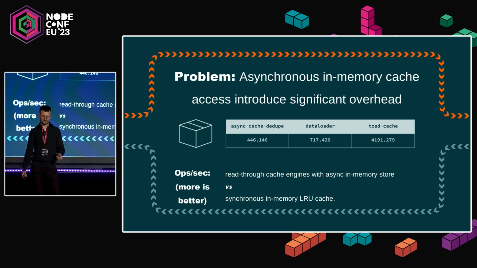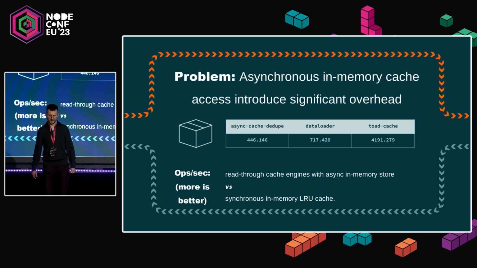And I have some numbers to show to you that illustrate the impact of having asynchronous APIs to your in-memory stores. So here you see a table with 3 different caching solutions. So 2 ones on the left are popular caches implementing read-through pattern, so full-blown caching solutions. The one on the right, Toad Cache, is just a simple in-memory least recently used store cache, which doesn't do anything more than that. It's just in-memory cache.